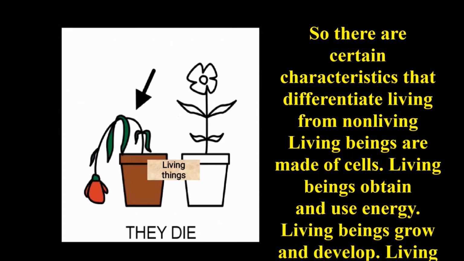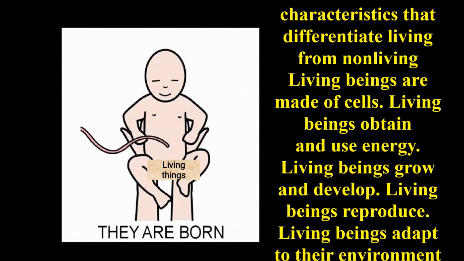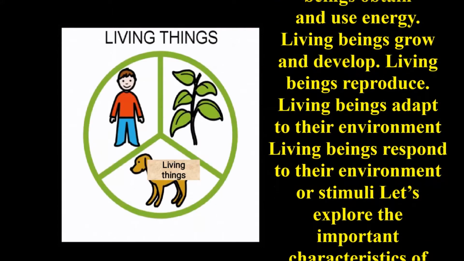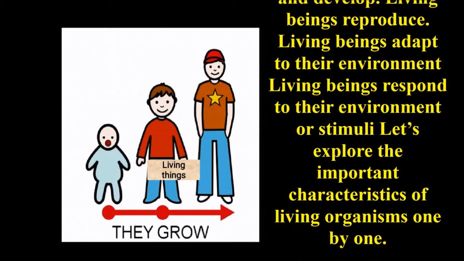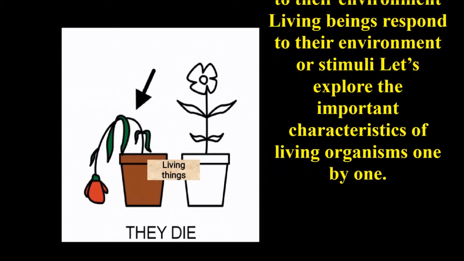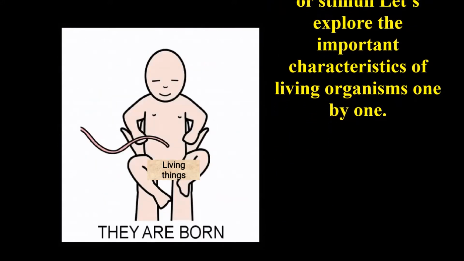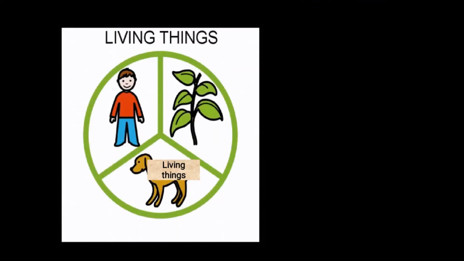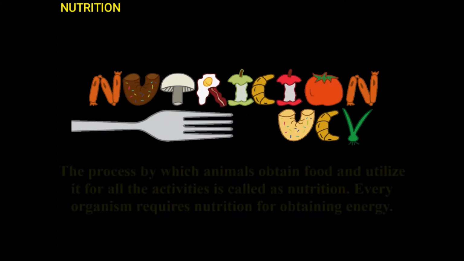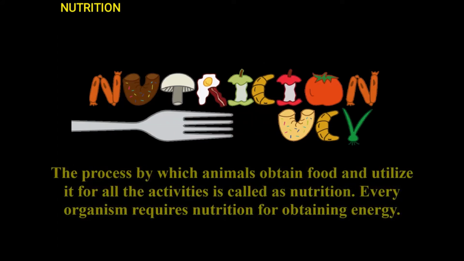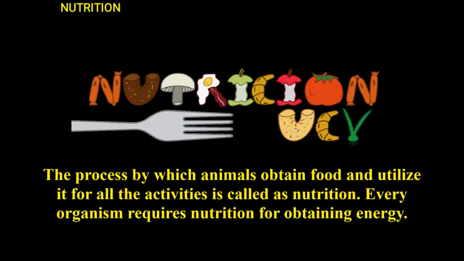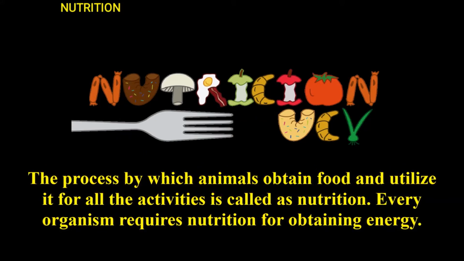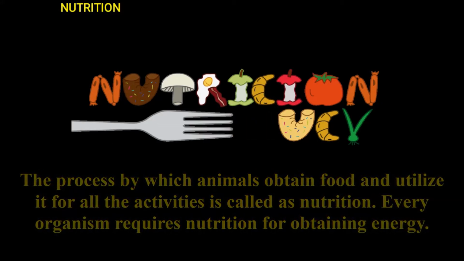Living things are made up of cells. Living things can obtain and use energy. Living things can grow and develop. Living things can reproduce. Living things can adapt to their environment. Living things can respond to the environment or stimuli. Let's explore the important characteristics of living organisms one by one. Nutrition. The process by which animals obtain food and utilize it for all the activities is called nutrition. Every organism requires nutrition for obtaining energy.